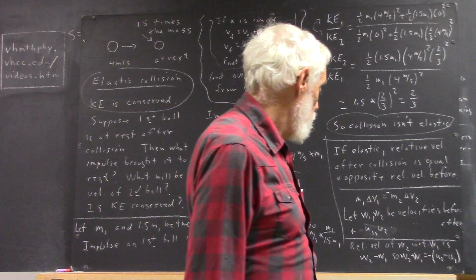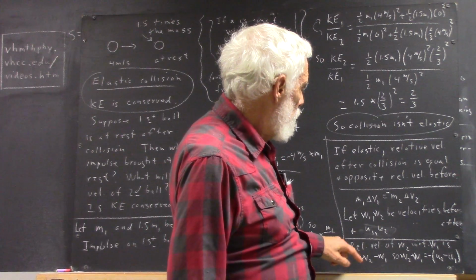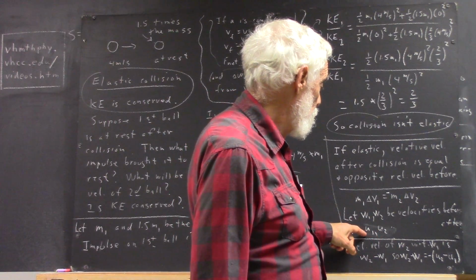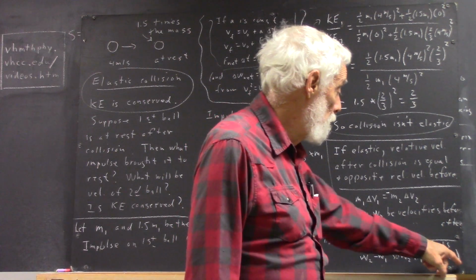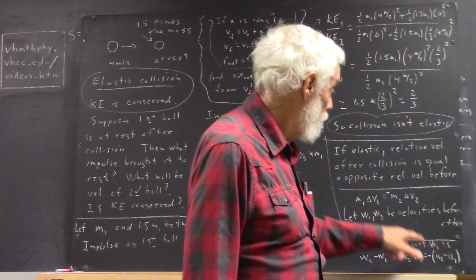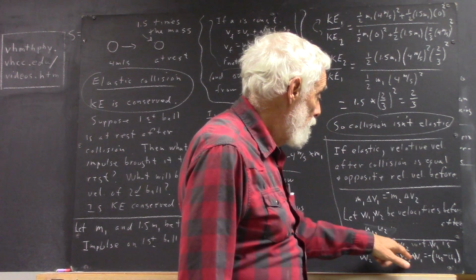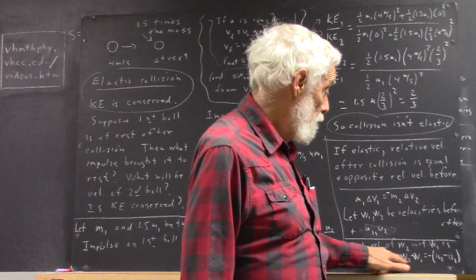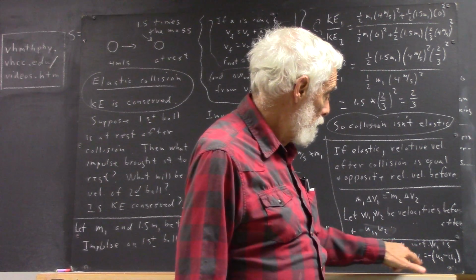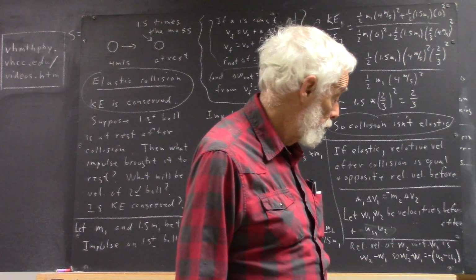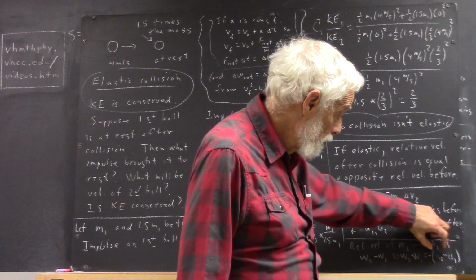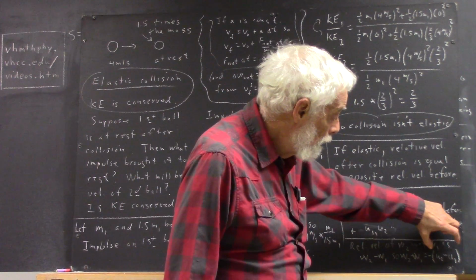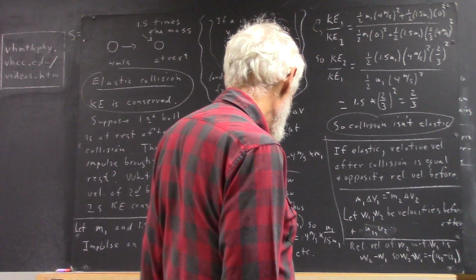Okay? And then clearly a relative velocity of u2 with respect to u1 would be u2 minus u1. And in an elastic collision, these relative velocities are equal and opposite. So this is equal and opposite this. It's equal to the negative of this relative velocity. The before-collision relative velocity is equal to the negative of the after-collision relative velocity.